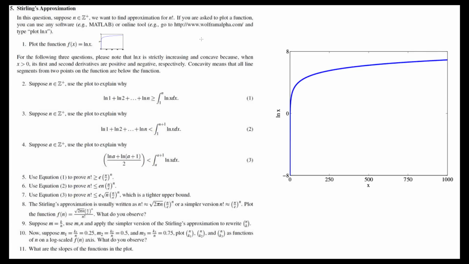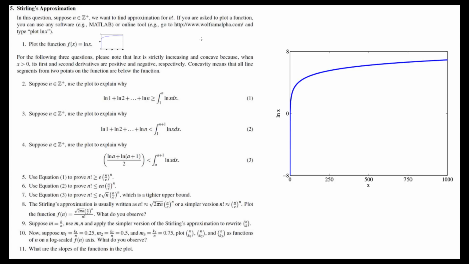In problem 5, we're going to look at a very useful approximation called Stirling's approximation. We're going to take some n, which is a positive integer, and we want to find an approximation for n factorial. In part 1, we're asked to plot the function f of x equals natural log of x.